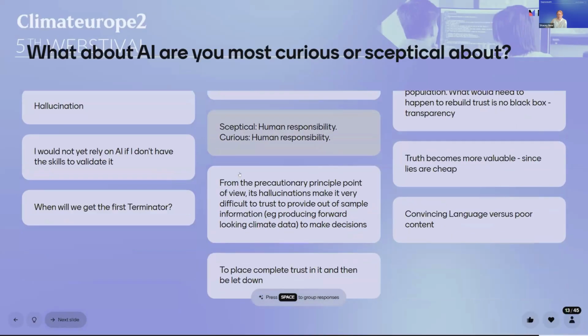When will we get the first Terminator? A question that I've often thought about as well. To place complete trust in it and then to be let down.